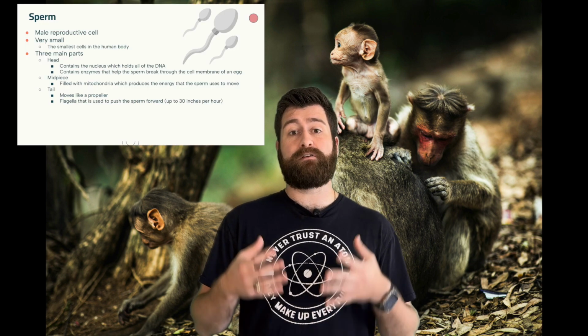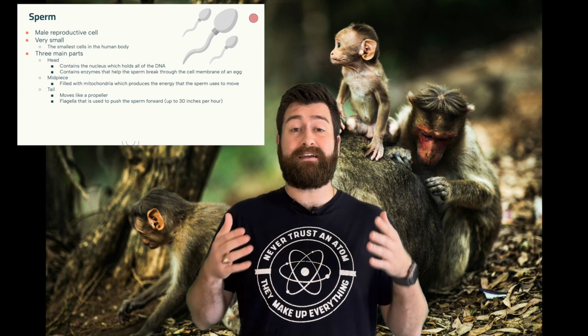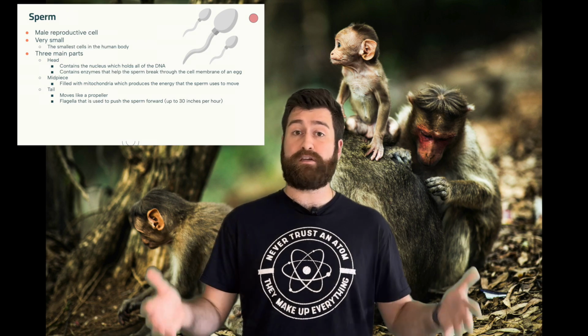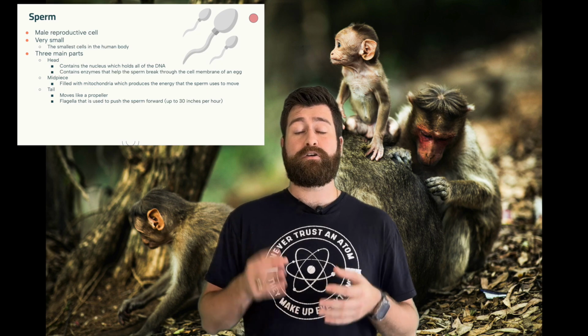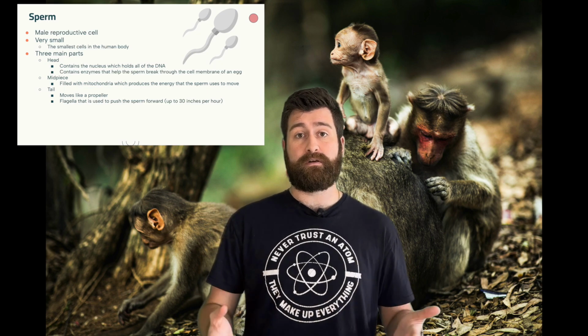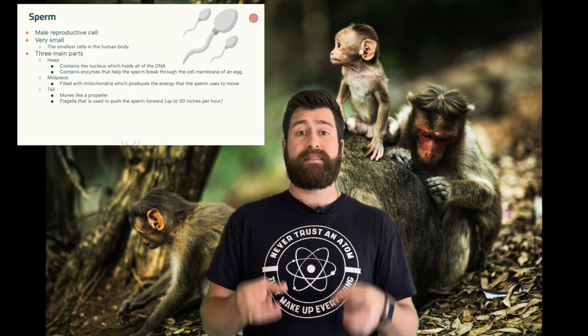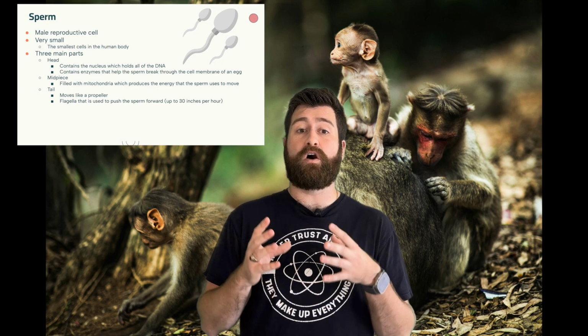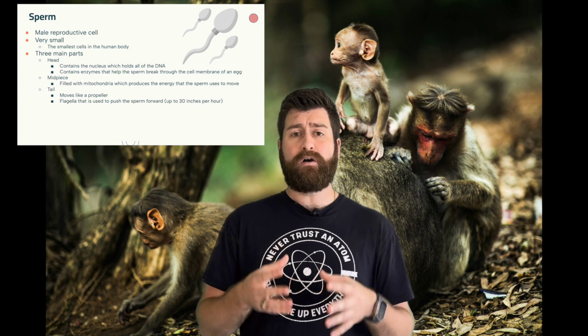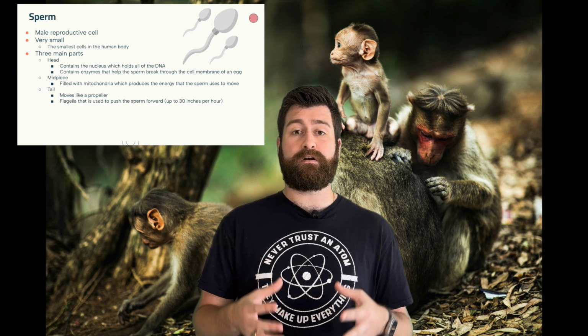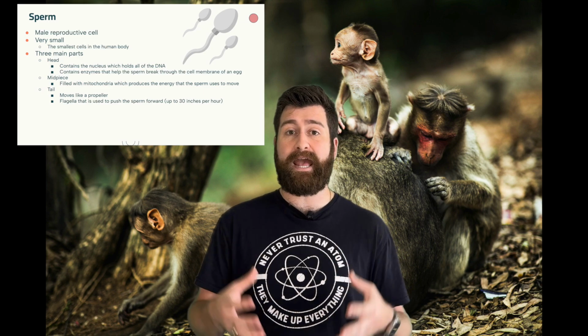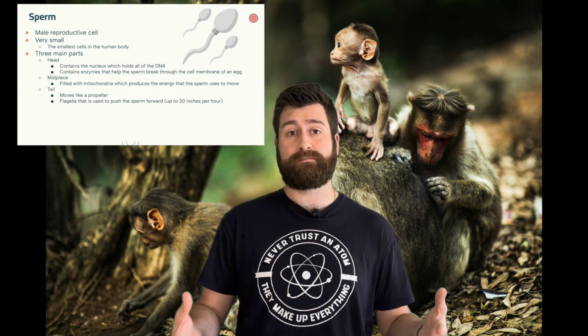Sperm are very, very small cells. In fact, they are the smallest cell within the human body. There are three main parts to sperm cells. The first part is the head. The head contains the nucleus and holds all of the DNA. It also contains enzymes that help the sperm break through the cell membrane of an egg so fertilization can occur.